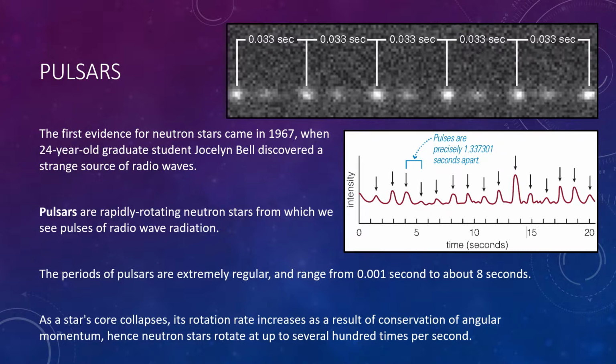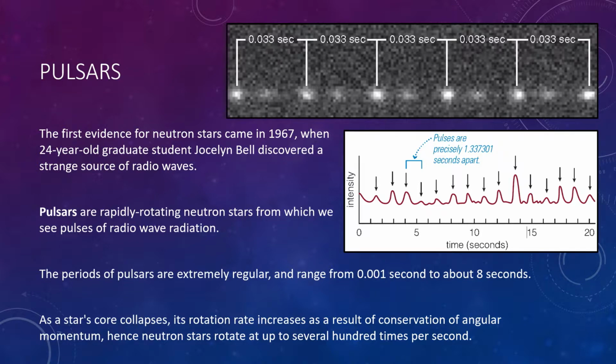But just as a spinning ice skater speeds up when she pulls in her arms, as a star's core collapses, its rotation rate also increases as a result of the physical property known as angular momentum. Hence, newly formed neutron stars will rotate at up to several hundred times per second. To give an example, if our Sun were compressed to the size of a neutron star, it would spin about 1,000 times per second. Because neutron stars are so small and dense, they can spin this rapidly without flying apart.